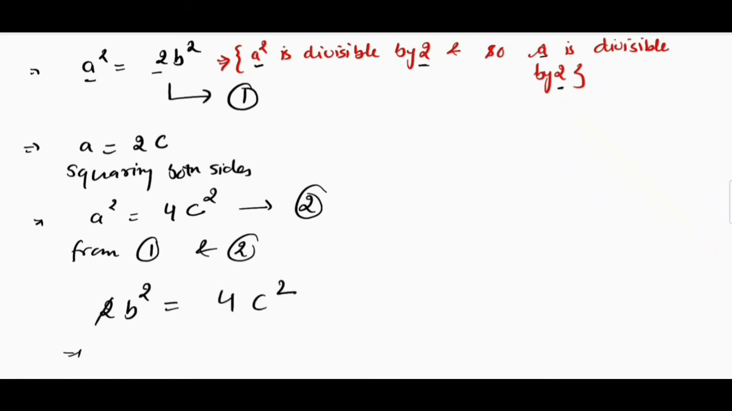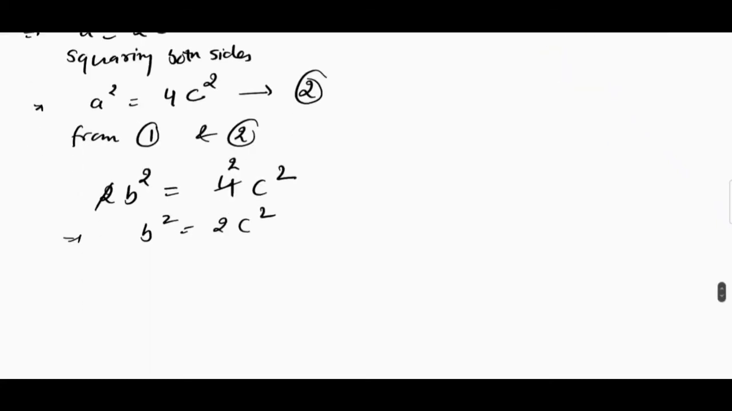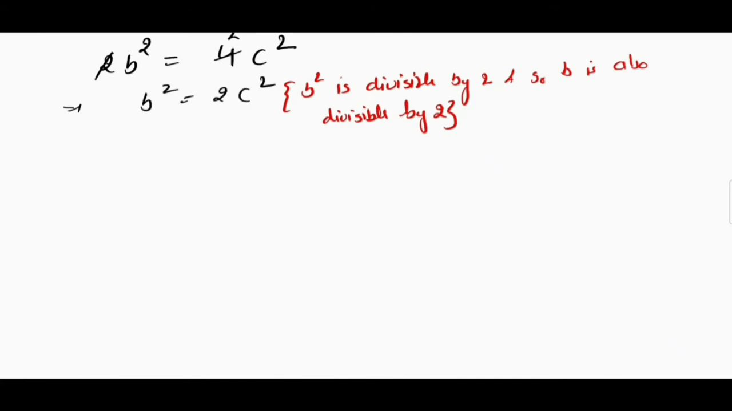It means this will get cancelled with this, and b square is equal to 2c square. Correct? Similarly here also, if b square is equal to 2c square, it means b square is divisible by 2. So if b square is divisible by 2, then b is also divisible by 2. So this I'll mark as my equation 3.